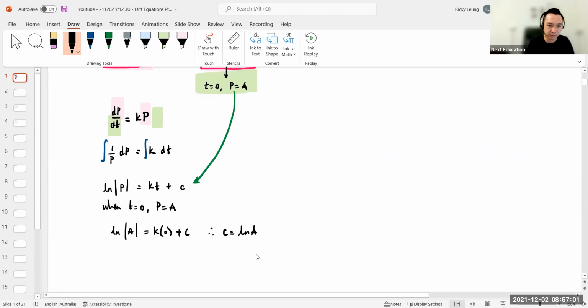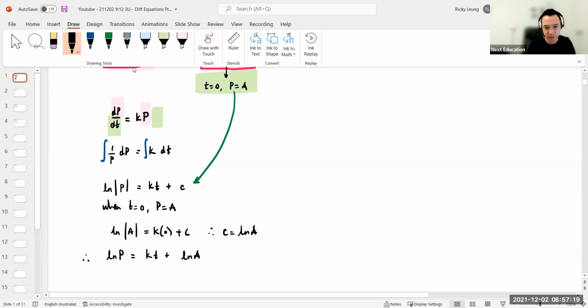Technically the population p is positive as well, so we can get rid of the absolute value. Let's do that now just to clean our working out a bit. So what am I trying to do here? I'm trying to make the value of p the subject.